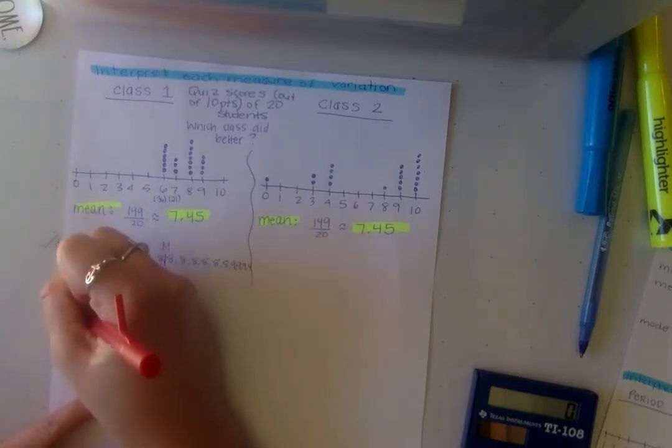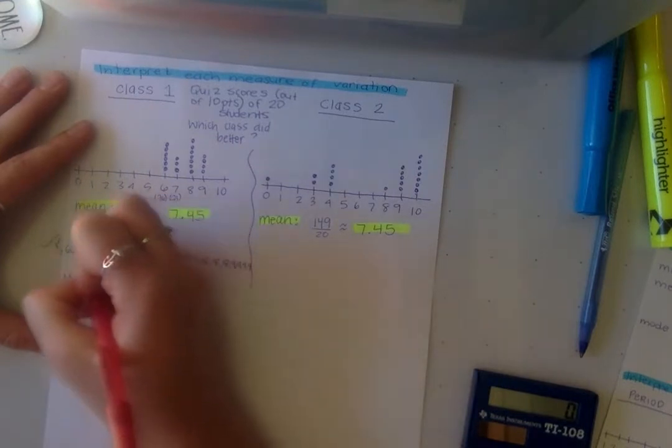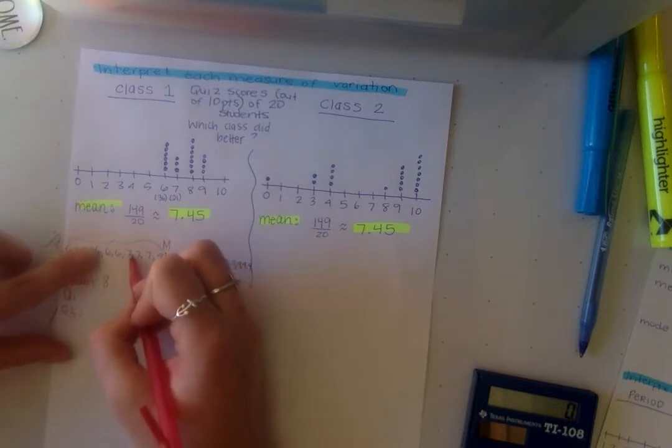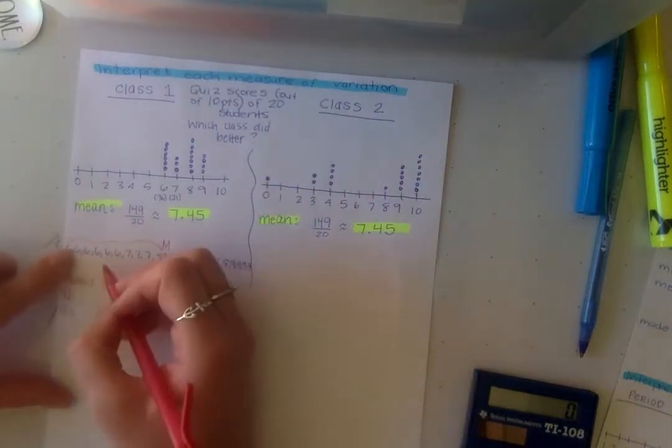Well, let's find our first quartile, our quartile 1 and our quartile 3. So I know that my lower half, this is the lower half of data, has a median of, if I go here in the middle, it's going to be a median of 6.